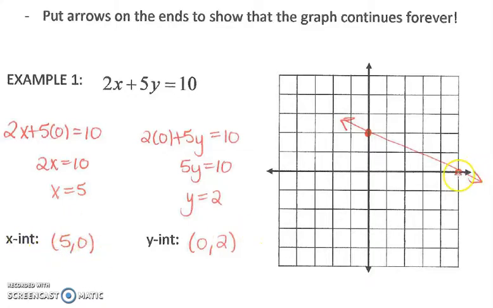So you're going to go over here, put the dot where 5, 0 is. So put the dot here. 1, 2, 3, 4, 5, 0.